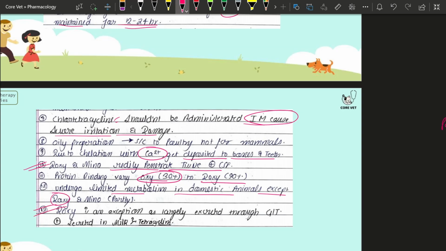I had told you that it is excreted through the GIT in the form of feces, right? And tetracycline is also excreted in the milk. So that's why there is a certain withdrawal period in which the milk shouldn't be given to the recipients until the withdrawal period is completed for that particular drug.